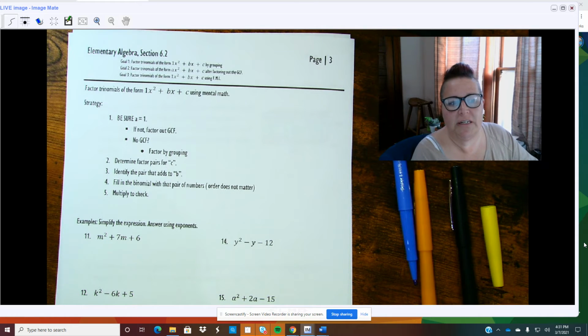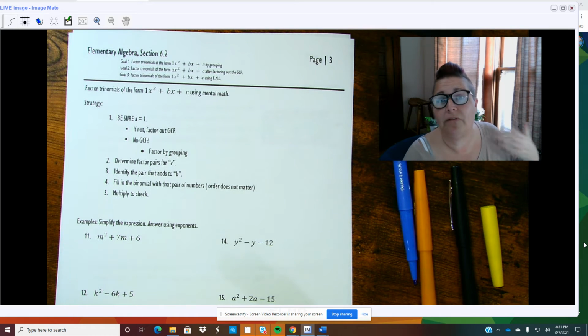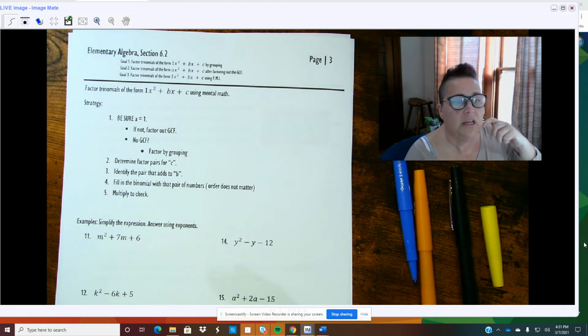All right, so our strategy for this is we want to be sure that A is equal to 1. If A is not equal to 1, if we're not leading with a 1, we want to factor out a greatest common factor. If there's not a greatest common factor, then you can factor by grouping if you like.